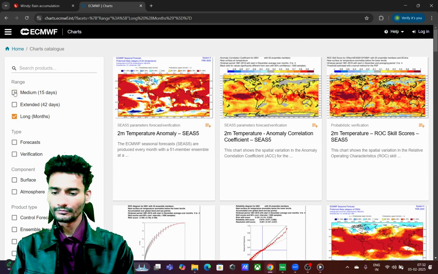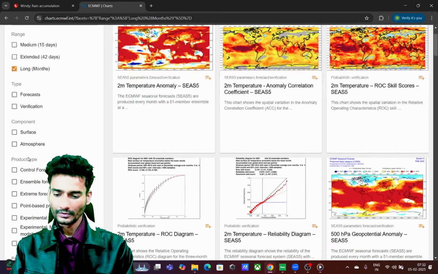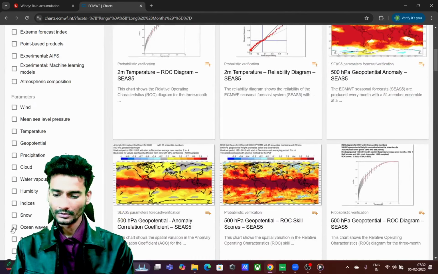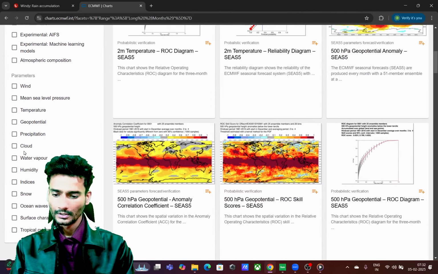and you will be on the main page for the various forecast products. So here we have medium range, extended range, and long range, which is for months. So if you want to see for months, you can of course select this one. Let's try first for months, and then we will try to see the weekly forecast.